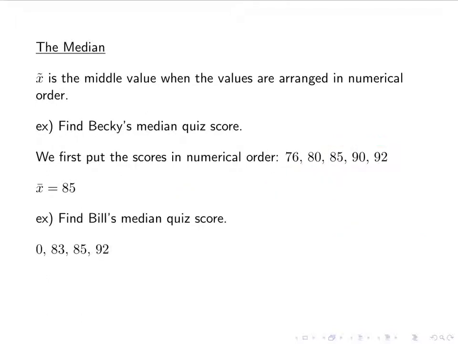So Bill only has 4, 0, 83, 85, and 92. Again, we're going to put them in order. But the problem is there is no middle number, right? If you have 4 children, there is no middle child. So what we do is we take the 2 middle and we find the mean of them. So I take 83 plus 85 and divide it by 2. So his median is an 84. And in general, if there are, again, n values, I take n over 2 plus the next value.